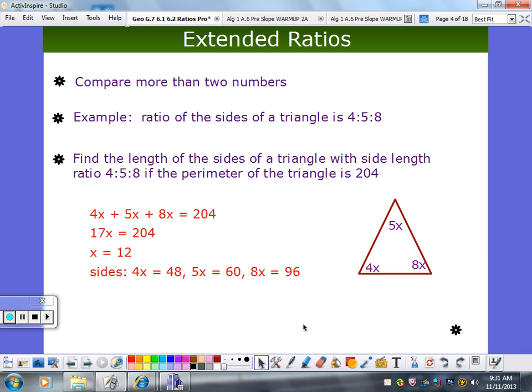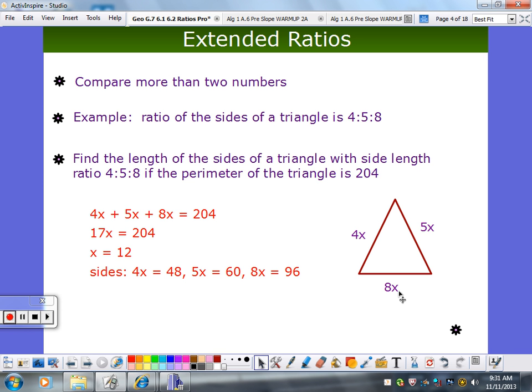Now, I don't know exactly what they are. It could be, if x is 2, I might have 8 to 10 to 16, right? I don't know exactly the scale factor of them. So I set them up with x. Oh, these are side lengths, not angles, but angles would work the same way if they said angles. So I'll put one up here. There we go. So I know they add up to 204. So that's why I say, okay, let's add them up to 204. Solve the equation, and x is 12.